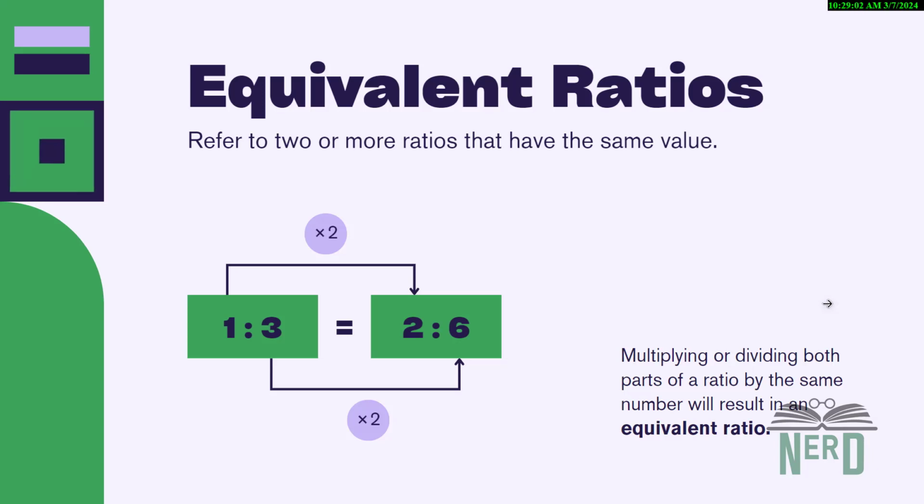You can divide it by 2 and you'll get the answer 1:3. So multiplying or dividing both parts of the ratio by the same number will result in an equivalent ratio. Suppose let's move further and we make it 4 and 12. It'll be the same, right? So that's how equivalent ratio works.